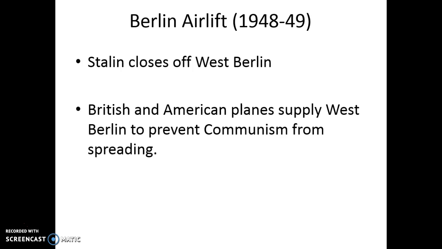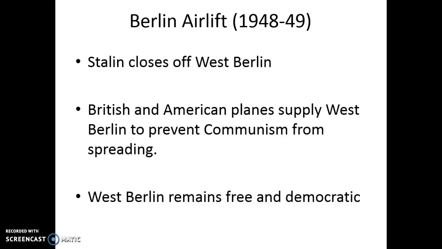One of the problems that arises in 1948 is that Stalin closes off the Allies' access to West Berlin. And so he closes down the supply routes that allow the Allies to get in troops and also to get in food and supplies and other things like that. And so to try to save the city of Berlin from complete communist domination, the British and the United States used planes to basically airdrop supplies into West Berlin and to save the city. And this goes on for a couple of years.